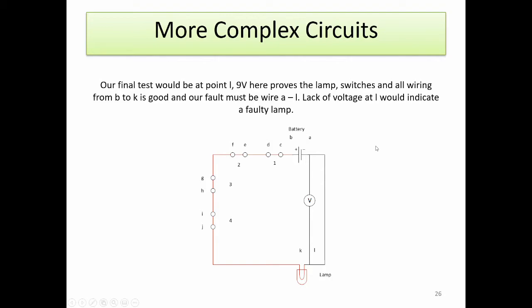Our final test would be at point L on the lamp. 9 volts here proves the lamp, switches, and all wiring from B to K is good. And in this case, our fault must be the wire between A and L.